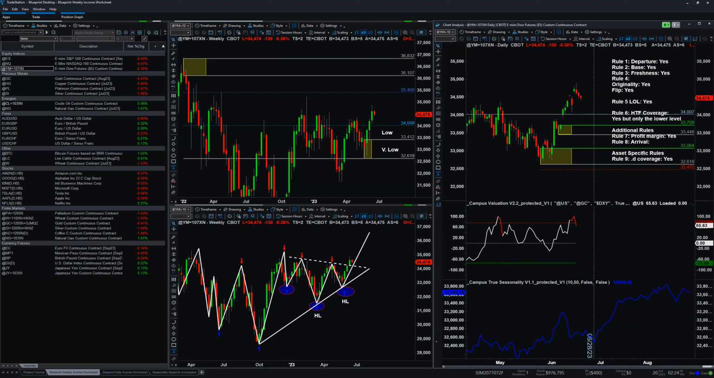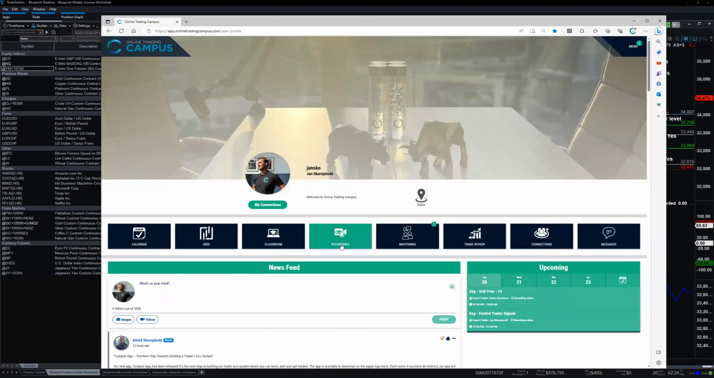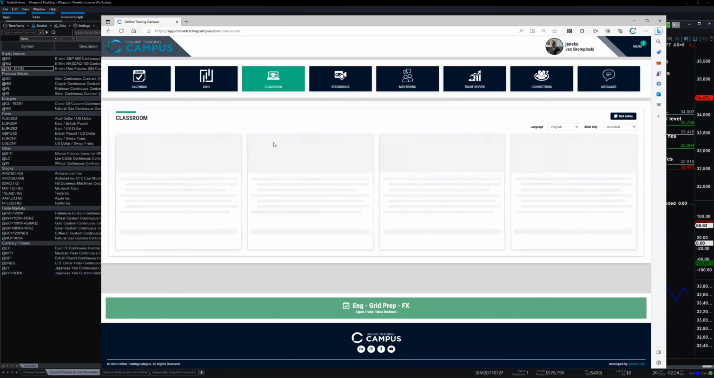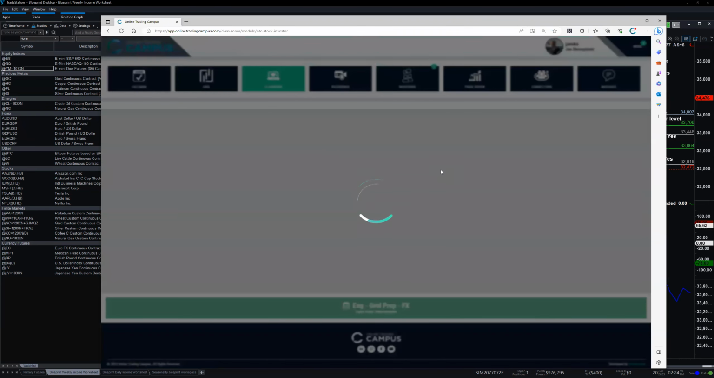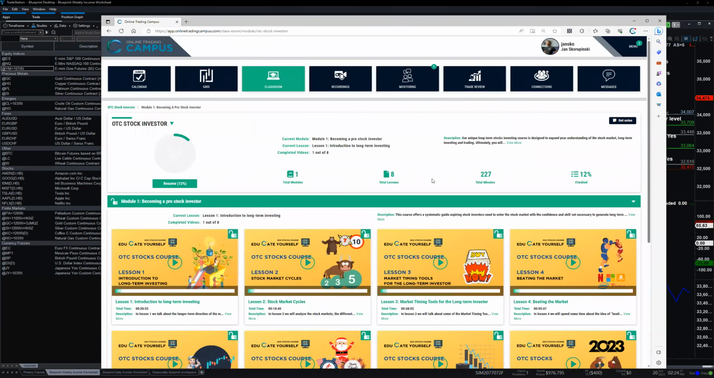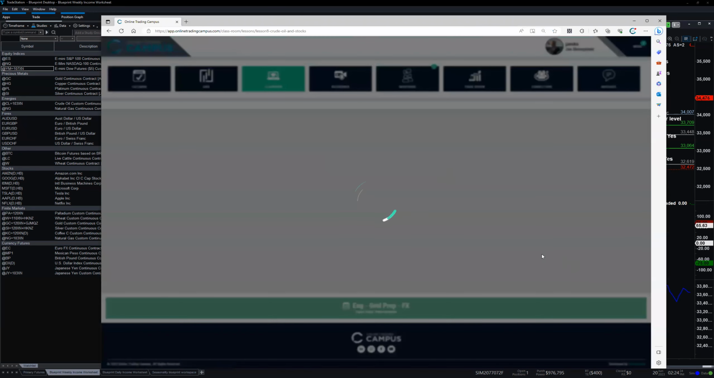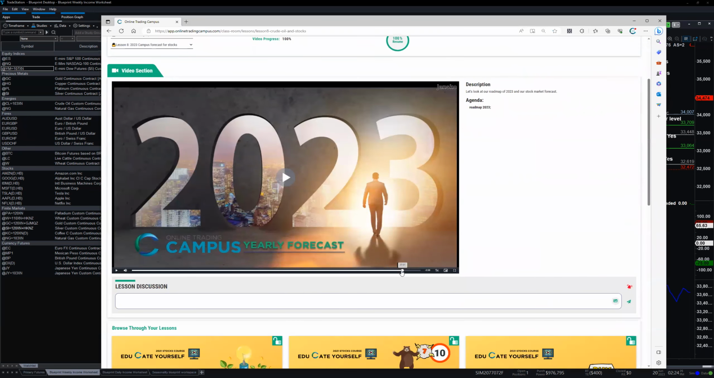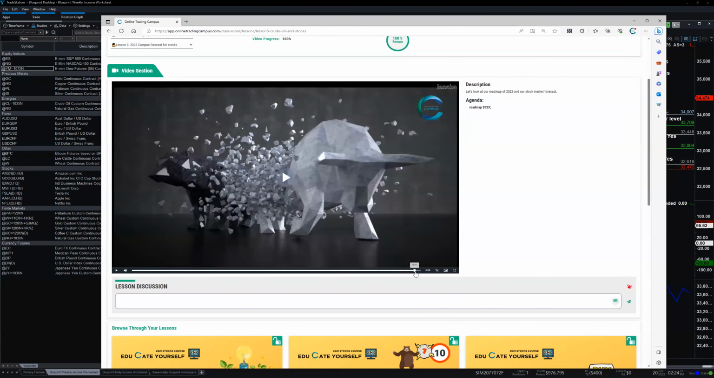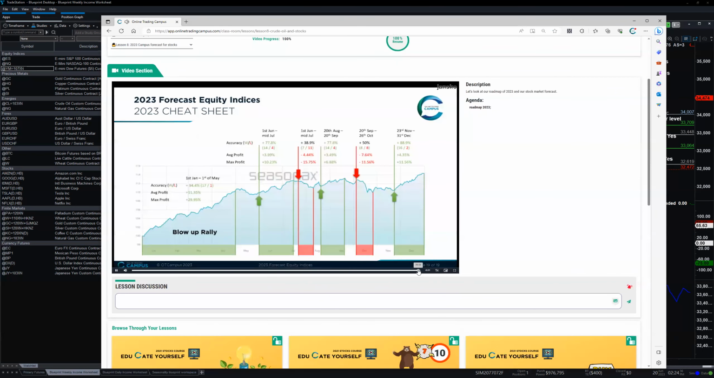Now let's also look at our yearly roadmap. Where can you find our yearly roadmap? You go to the classroom, you go to the stock investor, and then you look at the 2023 roadmap. You can go all the way towards the end. There should be a summary, the good buy and sell points.